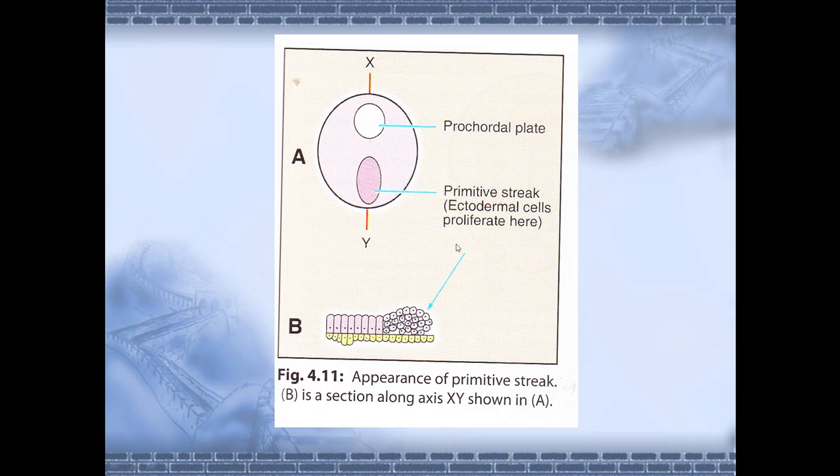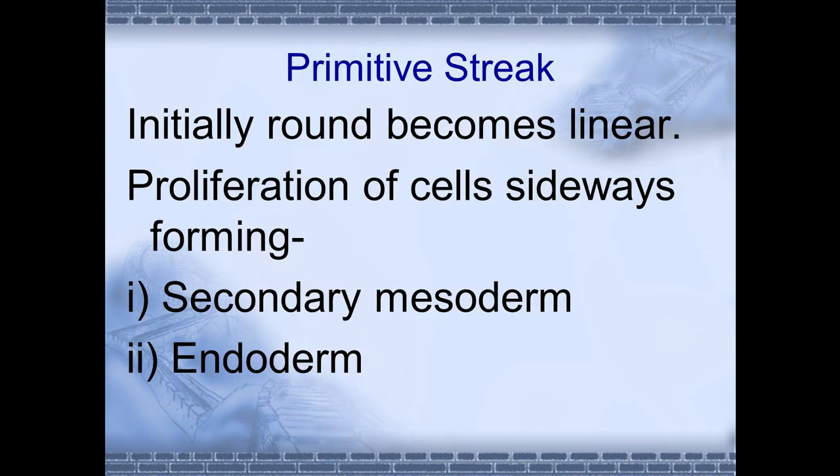Again, from your book, there is the appearance of a primitive streak. You can see in the axis, first of all, in the XY axis, there is a formation of the procaudal plate and a primitive streak. This primitive streak is formed by the proliferation of the ectodermal cells. You can see the proliferation over here, and they have to move sideways. The primitive streak initially is round, then becomes linear, and there is a formation of cells. They proliferate and move sideways, and they form the mesoderm and the endoderm.